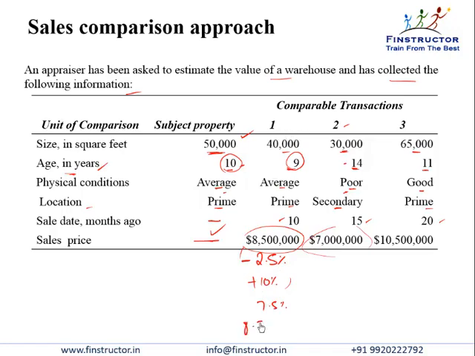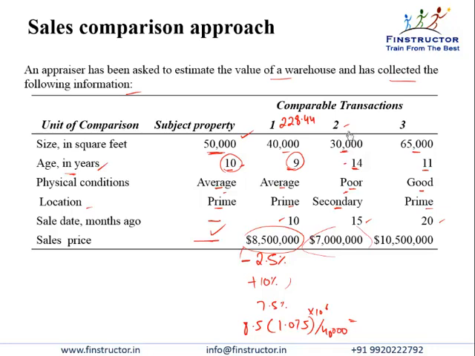So the value would become 8.5 into 1.075. This would be the total price divided by 40,000 will give us the per square feet comparable from transaction 1. We can multiply this by 10 to the power 6 so that it gives us a number. So from comparable 1, the price comes out to be $228.44 per square feet.